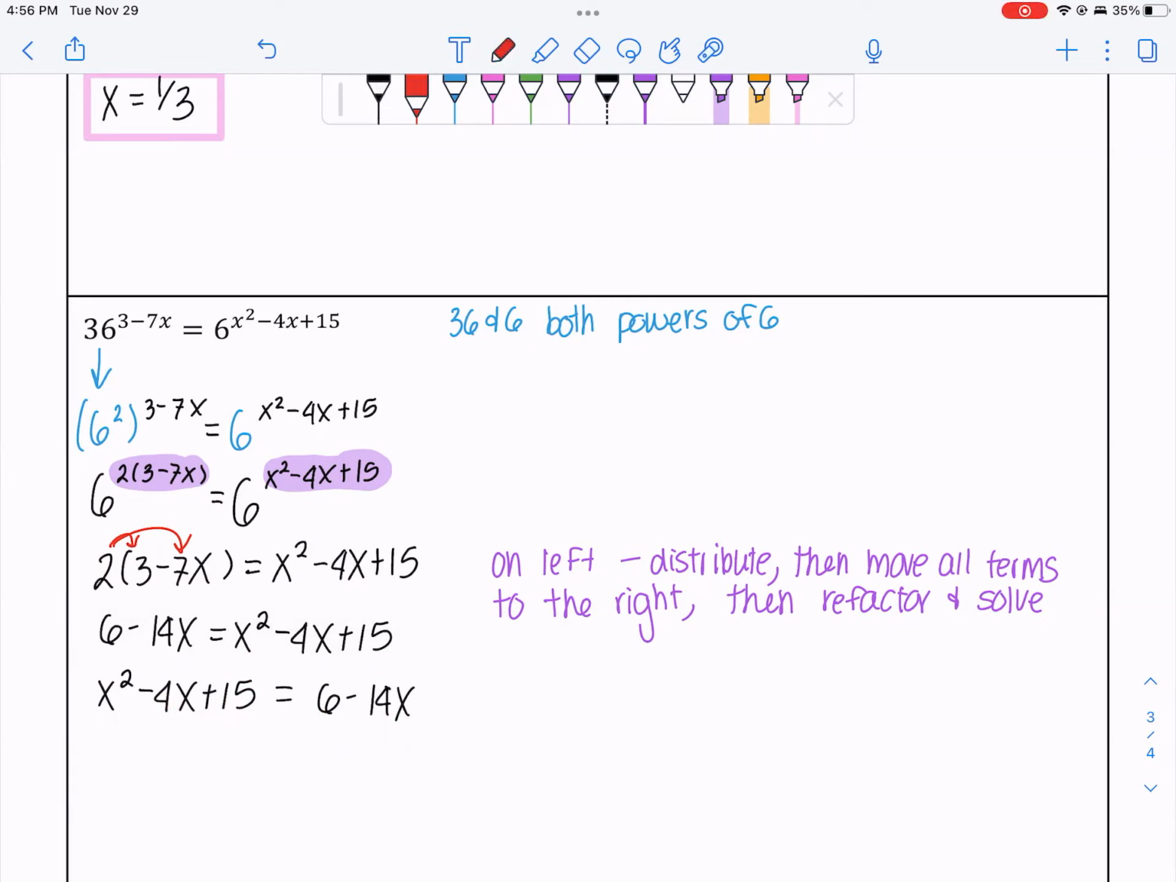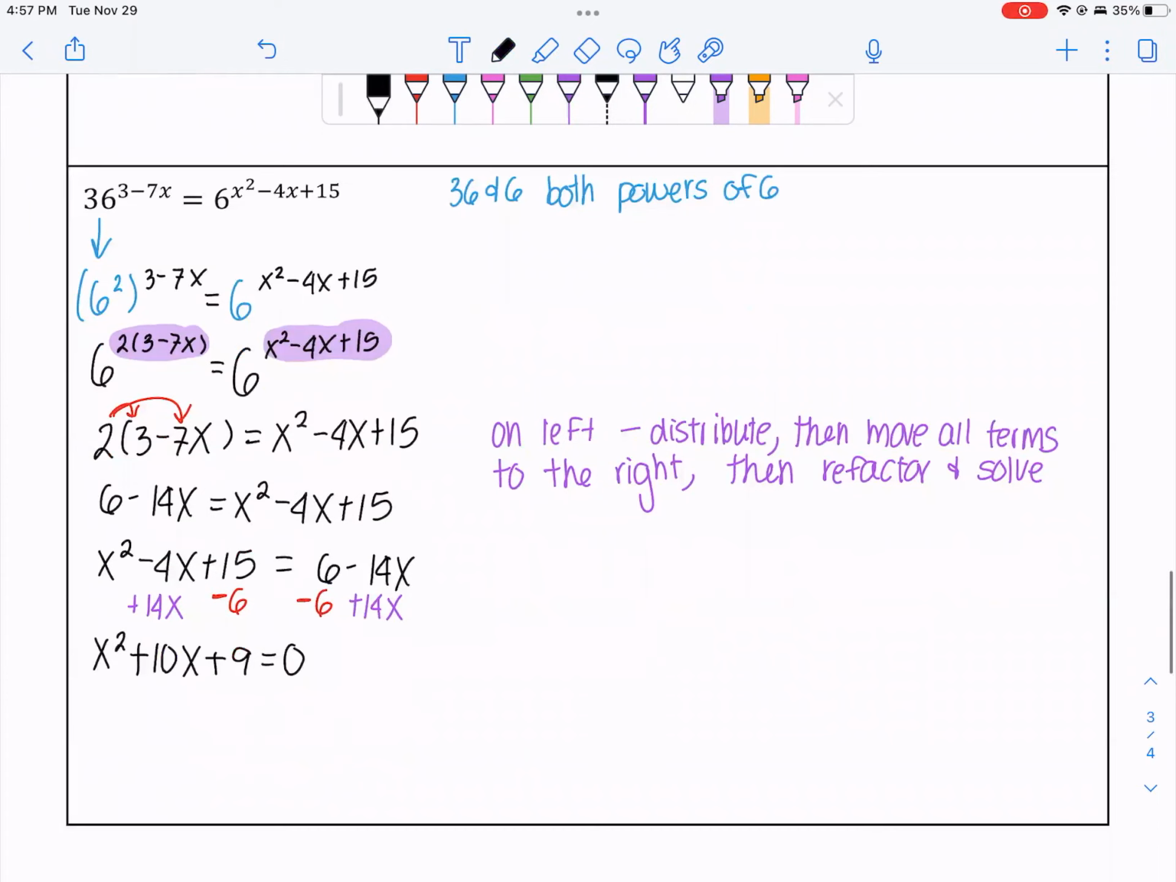I guess it wouldn't hurt me to write that. I'll write it. Minus 6 plus 14x plus 14x. We get x squared plus 10x plus 9 equal to 0. This factors into x plus 9 times x plus 1 equal to 0. We get negative 9 as an answer. We get negative 1 as an answer. Those are both answers. Bam. Done.